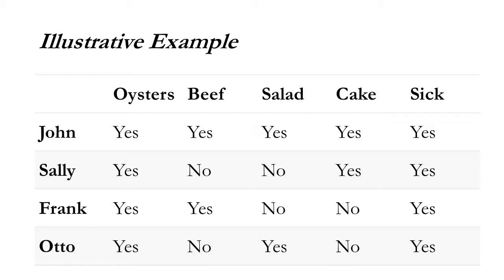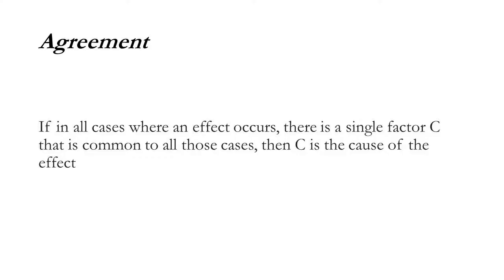Okay, now John, Sally, Frank, and Otto, they all went out to dinner the other night. There were oysters, beef, salad, and cake on the menu. Not everybody ate everything, but if you look over here in the far corner, everybody got sick. Now, what we're going to do is try to figure out what was the culprit.